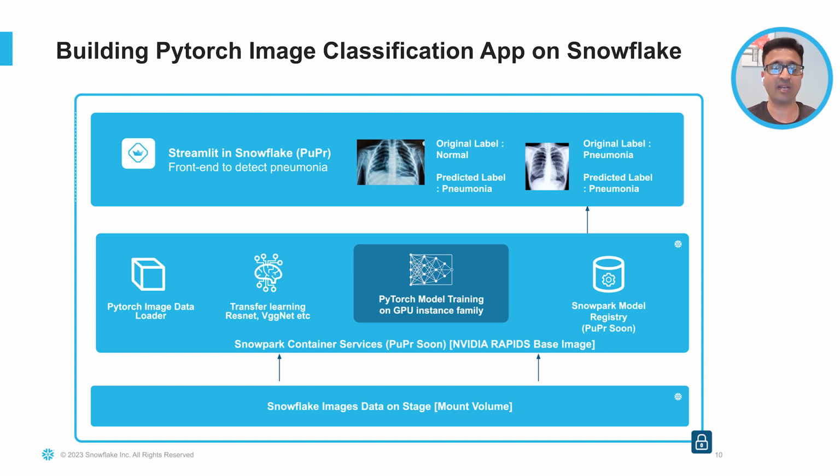For that, first, I'm using Snowpark Container Services with the base NVIDIA RAPIDS base image, mounting it with a Snowflake internal stage, then building a PyTorch model from scratch, and finally taking the trained model and saving it into the Snowpark Model Registry, which is in public preview right now. Once the model has been registered, you have the ability to deploy it in any Snowflake environment. And once the model has been deployed, you can build data apps on Streamlit in Snowflake, and then start showing the predictions and the inference for your consumers.